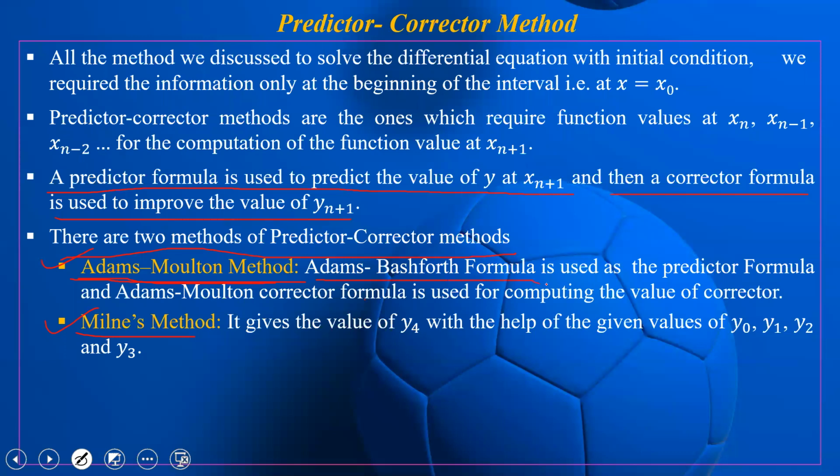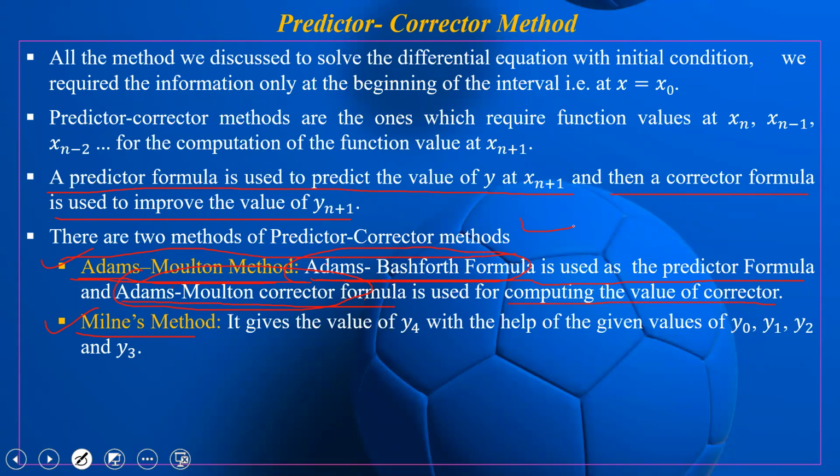Adams-Bashforth formula is used as the predictor formula, and Adams-Moulton corrector formula is used for computing the value of the corrector. So now here, the Adams-Moulton method has 2 parts. One is what? There is a predictor formula, which is given by the Adams-Bashforth formula, and the corrector is given by the Adams-Moulton corrector formula.